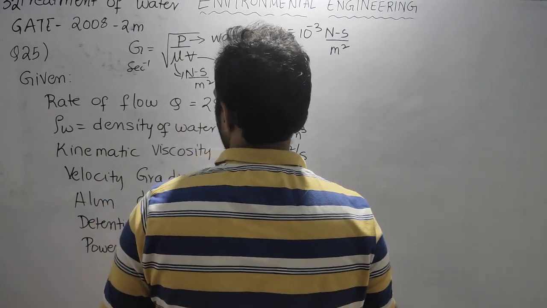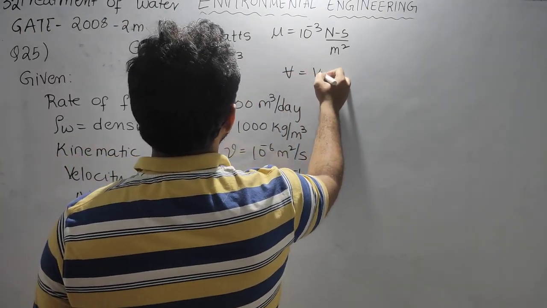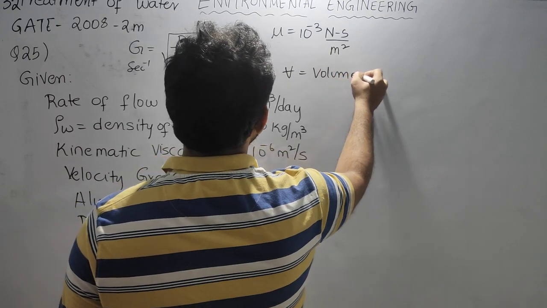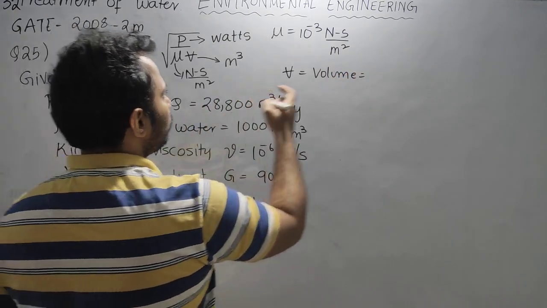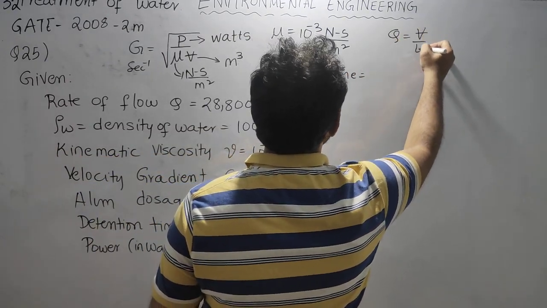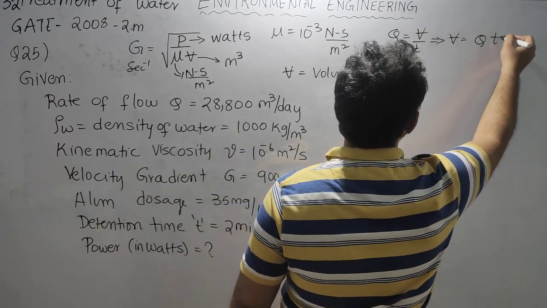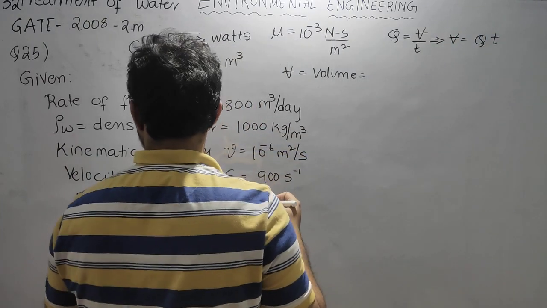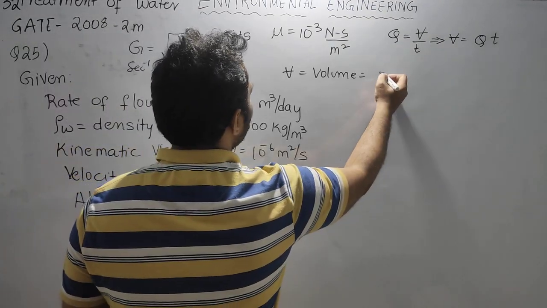Now the volume of the tank. Here the rate of discharge is given. Generally, rate of discharge Q is equal to volume by time. If you want volume, then Q into time, the detention time T. So volume is equal to Q into T.